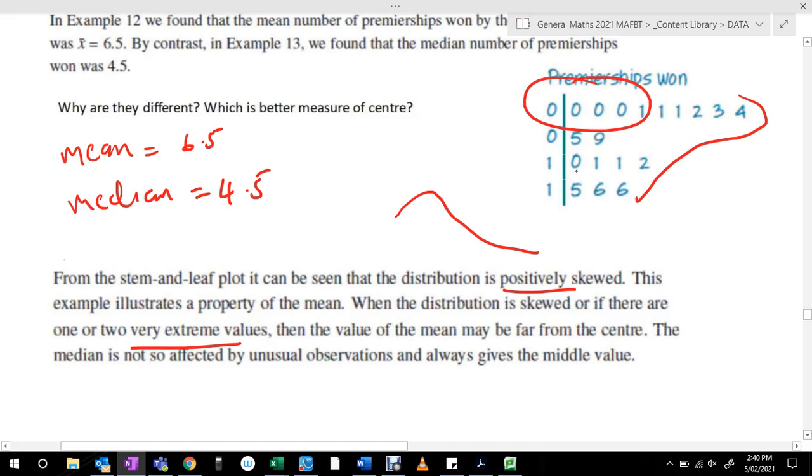So you might have a lot of zeros and a lot of teens here. If that's the case, then the mean may be far from the center, meaning the mean might not be good if it's skewed. So the mean is not necessarily a good measure of center if your data is skewed. The median is not affected by unusual observations because the median finds the middle number and isn't really affected by your outliers. So it's always better to use median if your data is skewed, basically.